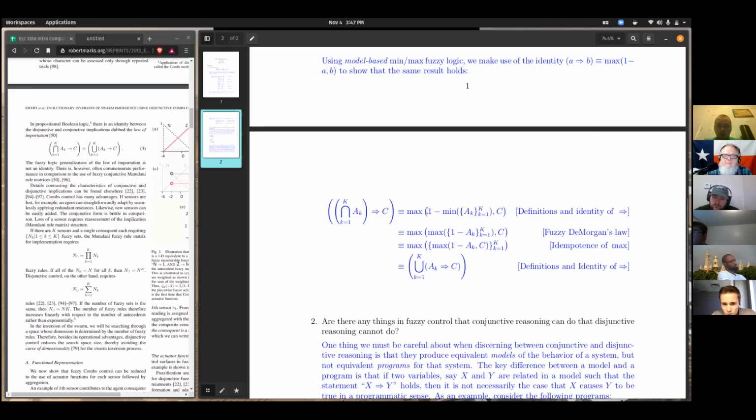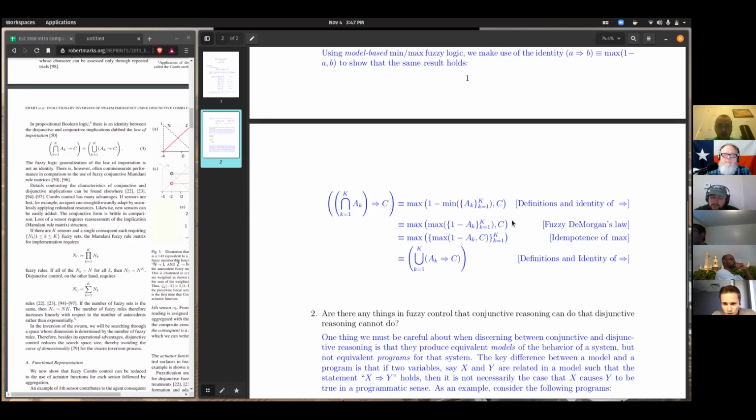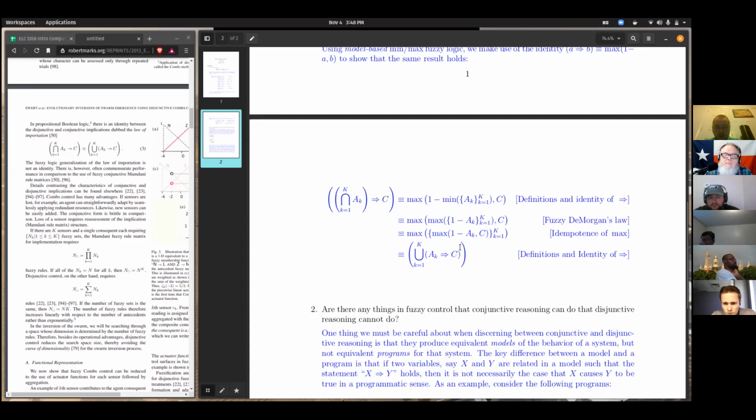I converted that, and of course this intersection is the same thing as the minimum. So the max of 1 minus this minimum should be the correct translation to fuzzy logic. Then I applied fuzzy De Morgan's law, which I believe we showed previously. Yes, De Morgan's law works for fuzzy logic, absolutely. And then, since these are both maxes, they're idempotent, so I can switch the order. And then I received the exact same thing out.